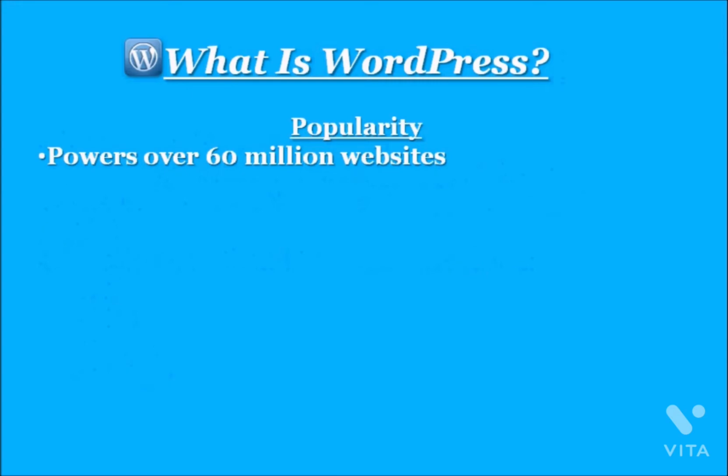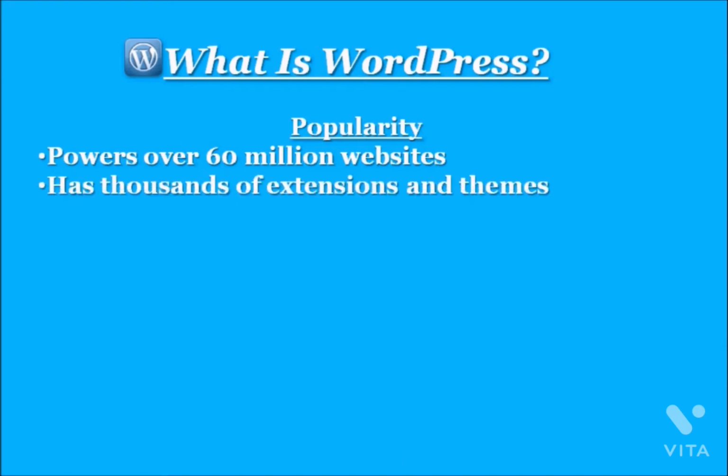WordPress has become increasingly popular, and it currently powers over 60 million websites. It has thousands of extensions and themes, and this is what has really made WordPress so popular and so powerful, because there are so many different layouts and you can really create a beautiful website with the themes and the extensions. The plugins really make WordPress so nimble, and you can do pretty much anything with WordPress.